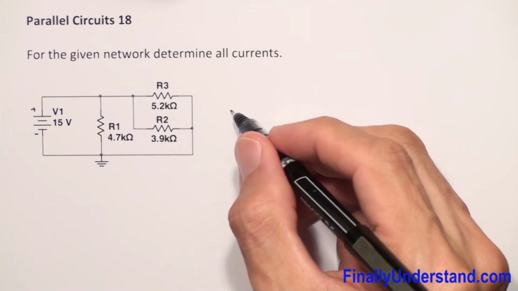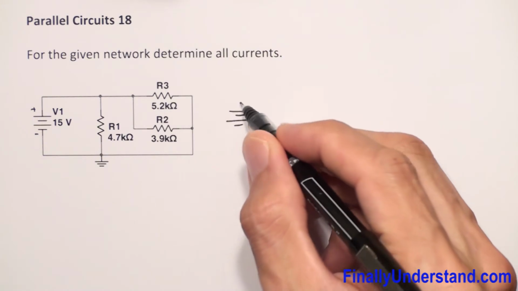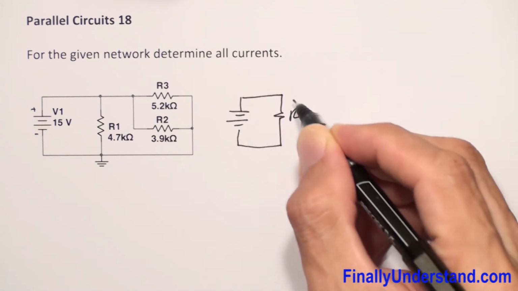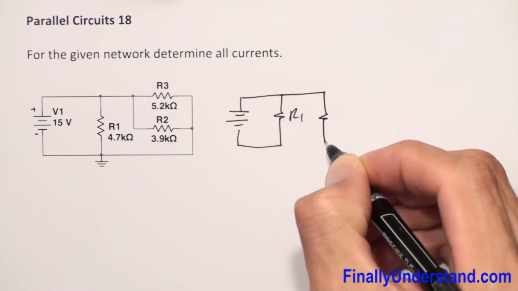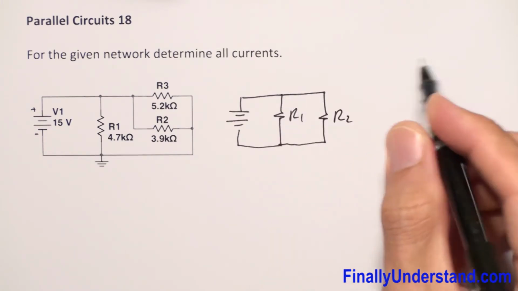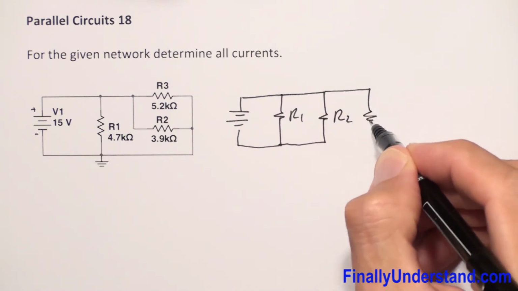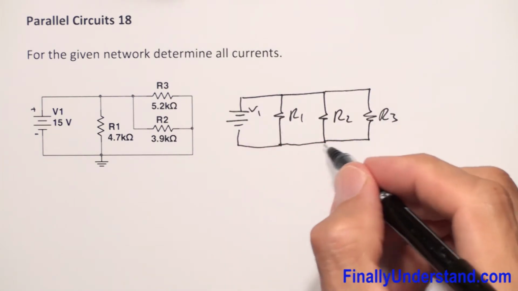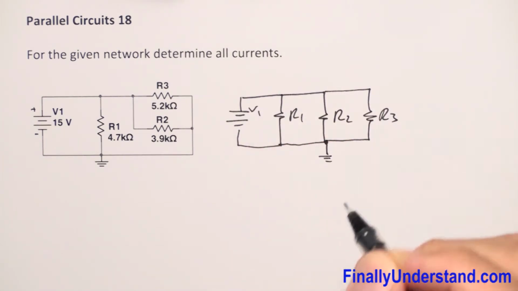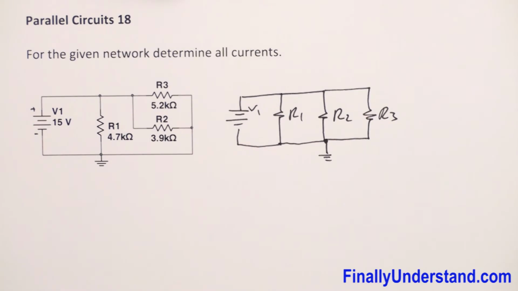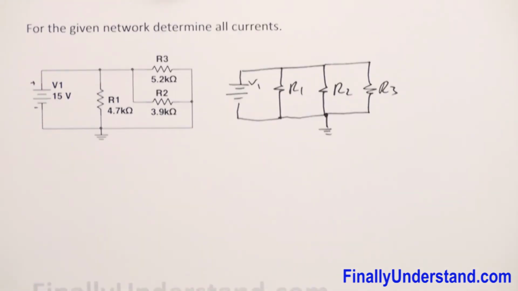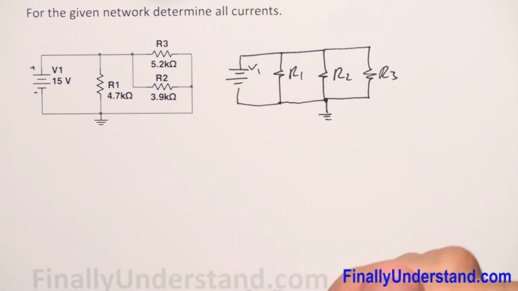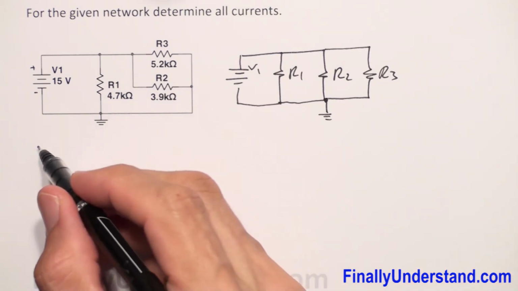So I can redraw the circuit, and my circuit is going to look like this. Okay, so this is my R1, this is my R2, okay, and this is going to be my R3. This is my V1, and this is my ground. Okay, so now we can see very clear that these three resistors are in parallel. So if you want to find the current through each resistor, we're supposed to use Ohm's law.